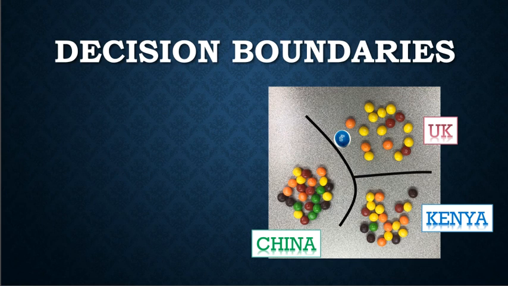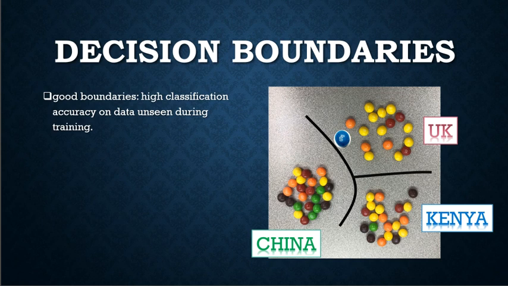Our task in vector space classification is to devise algorithms that compute good boundaries. So what does good mean? Good means high classification accuracy on data unseen during training.